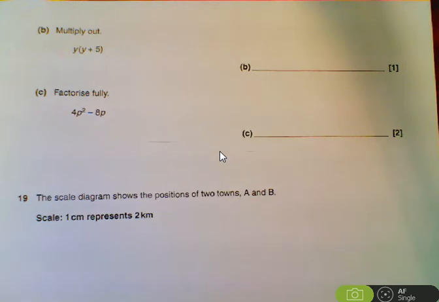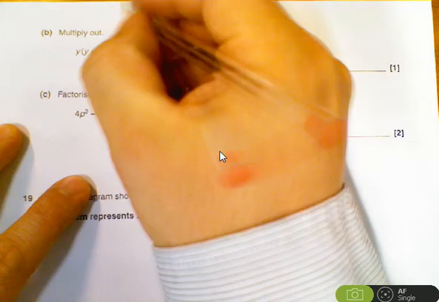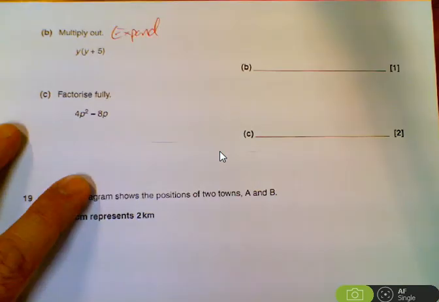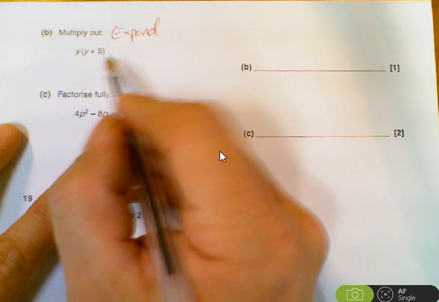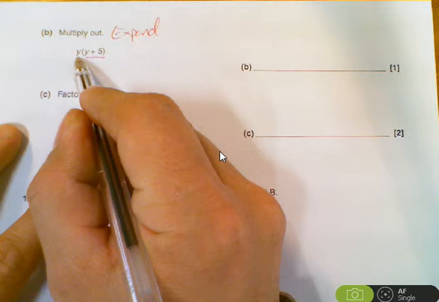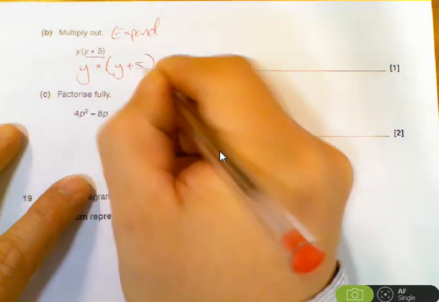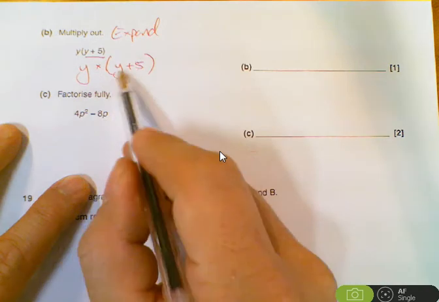Okay, part B and C of question 18. Multiply out. Another word for that is to expand, so you might see that language in there as well. Multiply out this bracket. So what we're saying here is that we need to multiply everything inside by y, because this means y times by everything inside the bracket.